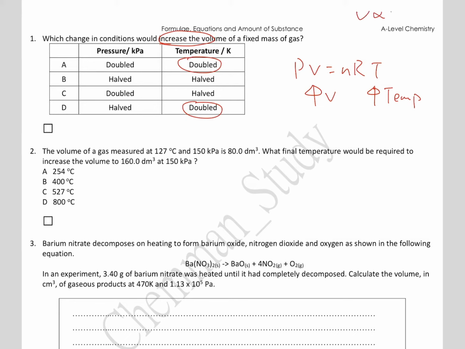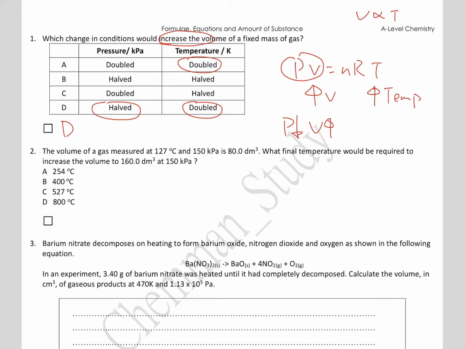But then if V and T are proportional, then P and V are opposite, they're inversely proportional. That means if I want to make a higher volume, then I need a smaller pressure. That's why the only answer will be here, and then D.